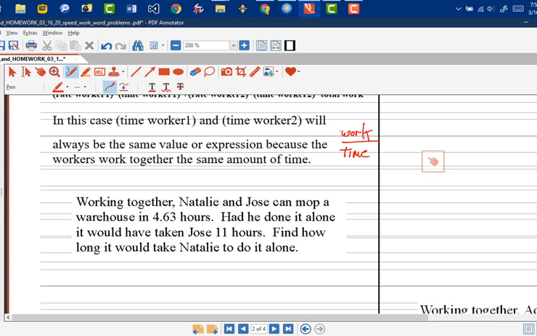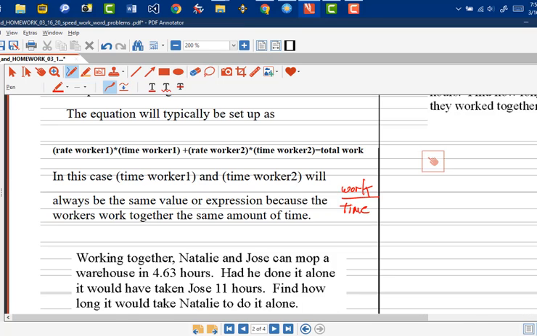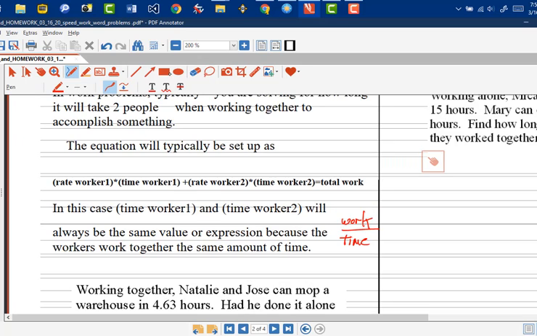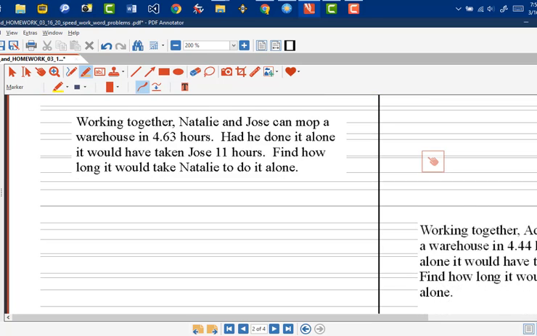by adding up, finding expressions for how much work they can do each of them individually, adding their contributions to the total together, and setting that equal to the total amount of work that they need to get done. So how that looks is like this. The rate of worker 1 times the time of worker 1 plus the rate of worker 2 times the time of worker 2 is going to be equal to the total amount of work that they do.